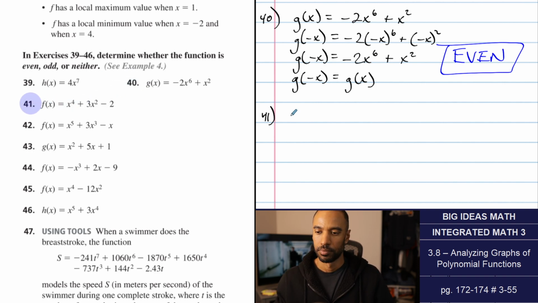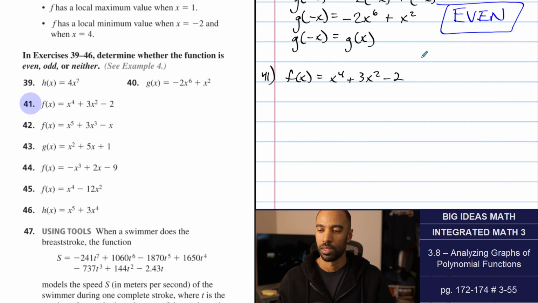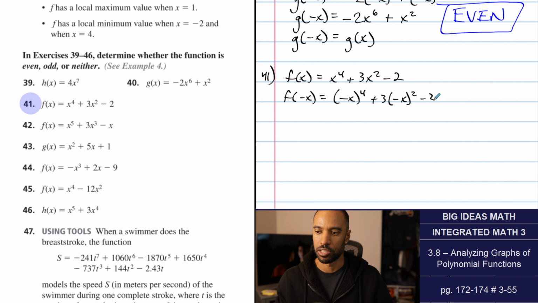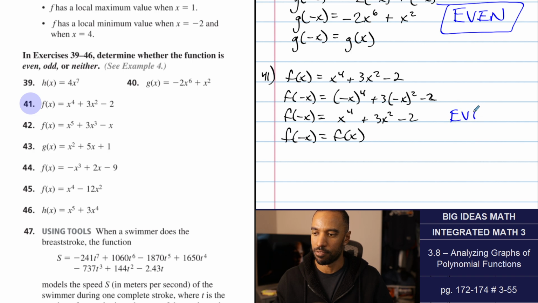Number 41. f of x equals x to the 4th plus 3x squared minus 2. f of negative x would equal negative x to the 4th power plus 3 times negative x squared minus 2. Because they're all raised to even powers, they keep their signs whatever they were. So positive x to the 4th plus 3x squared. That minus 2 stays minus 2, but guess what? Same function as it was before. So f of negative x equals the same thing as f of x. Therefore, like number 40, this too is an even function.